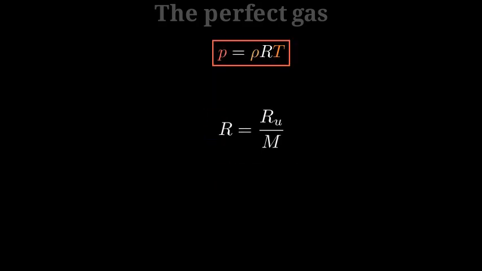But which R is that? Here's the split that trips everyone up. There are two, and they're not the same number. Ru, the universal one, is 8.314 joules per mole per Kelvin, the same for every gas. The specific R, no subscript, is Ru divided by the gas's molar mass, for air, 287 joules per kilogram per Kelvin. Universal per mole, specific per kilogram. Mix them up and every number comes out wrong.